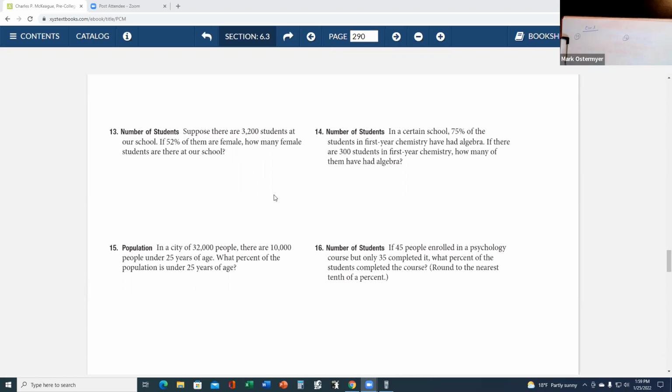Number 14, in a certain school, 75% of the students in the first year chemistry have had algebra. If there are 300 students in first year chemistry, how many of them had algebra? Number 16, if 45 people enrolled in a psychology course, but only 35 completed it, what percent of the students completed the course? All right, try those problems there.